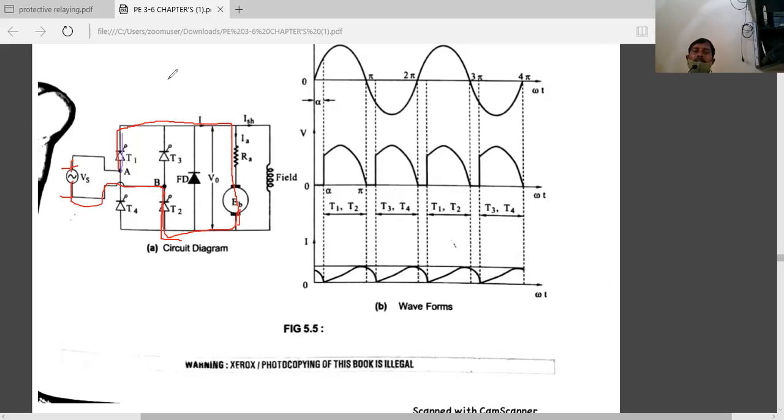If you give the firing angle alpha equal to 30 degrees, T1 and T3 turn on at 30 degrees. If you give 0 degrees, it will be like this. Alpha may be anything, 30, 20, 40. So it is turned on at this location, and the output is similar to the input. After 180 degrees, due to natural commutation, T1 and T3, junctions J1 and J3, are automatically reverse biased.